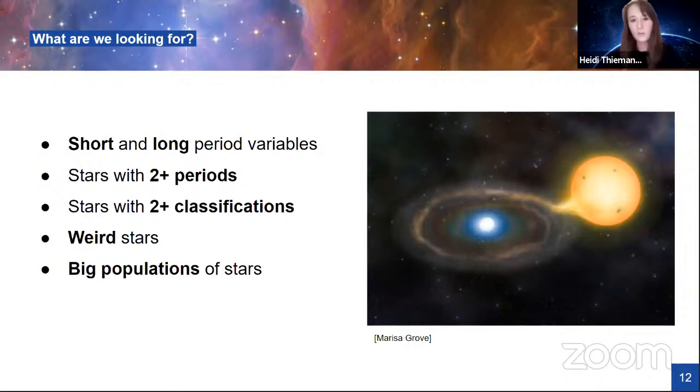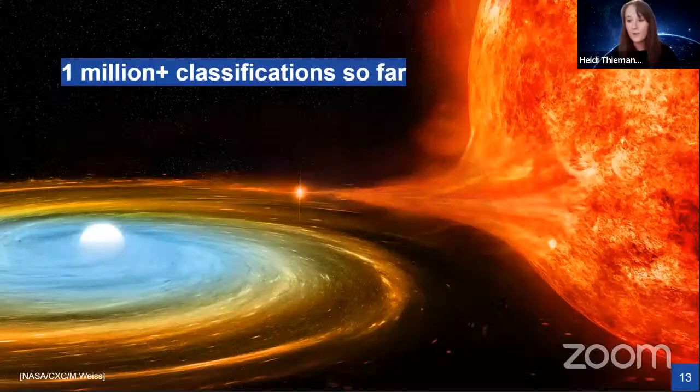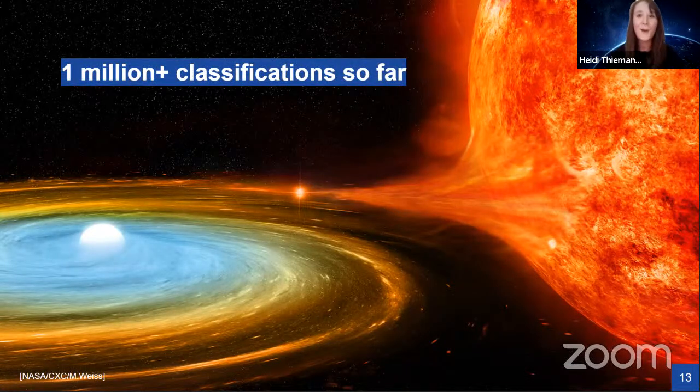Also looking for stars that don't really fit the categories we're used to. And we're looking for big populations of stars. You can imagine if we find tens of thousands of stars doing the same sort of thing, we can do essentially some sort of census of the stars and work out more about them. But so far we've had around 1 million classifications from the public, which is fantastic. And we still have many millions to go. So we would love your help if you want to classify a few of these.